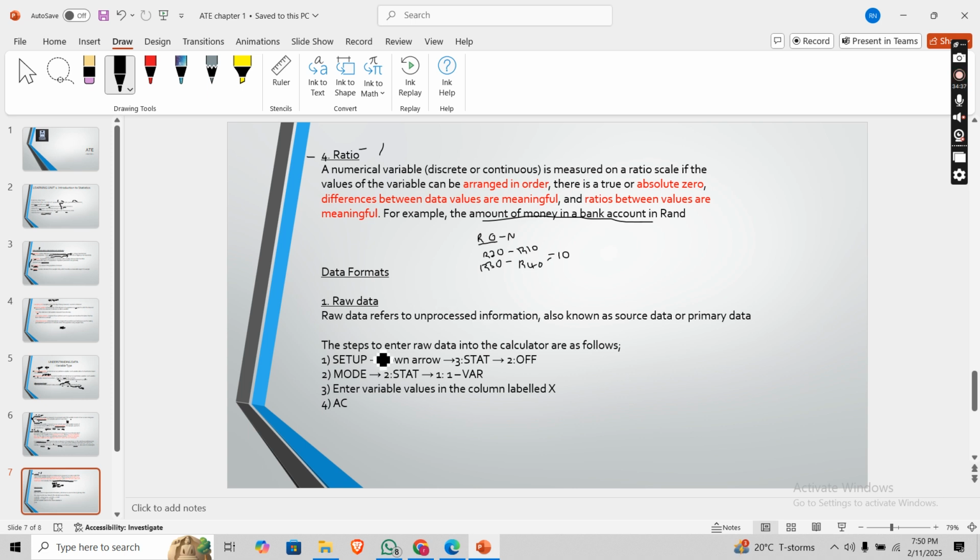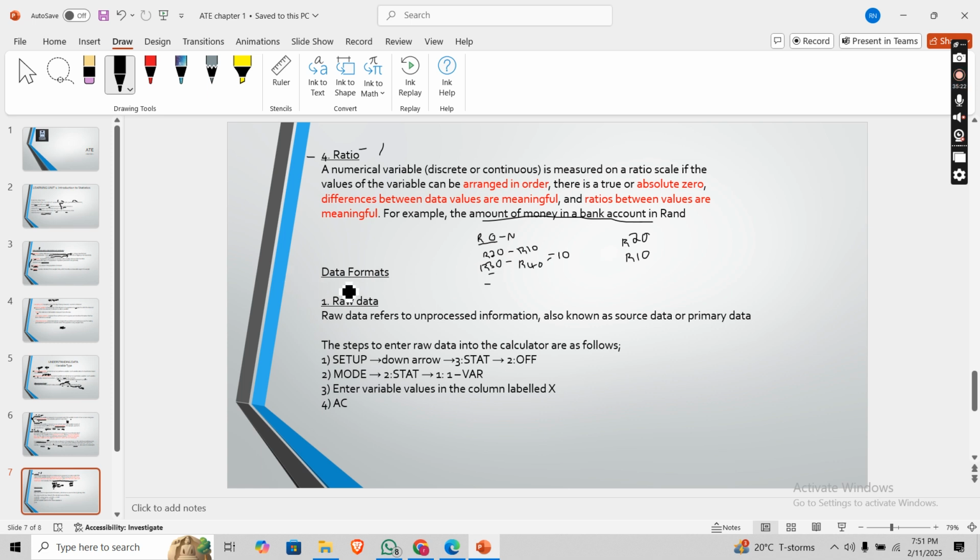And then the last standard, which says that the ratios must be meaningful, is satisfied by, for example, if you have 20 rands in your bank account, it means that you have twice as much as 10 rands. So the last standard is satisfied. The ratios are actually meaningful, right?